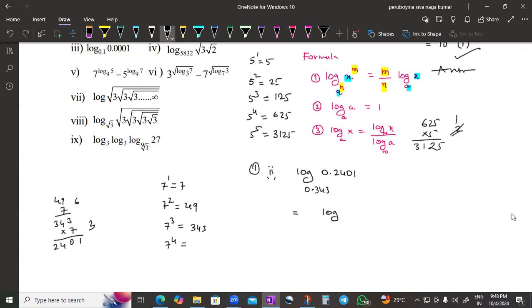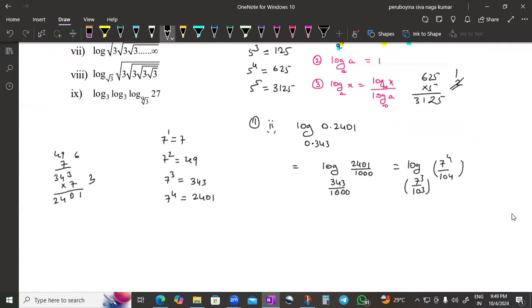So of course this 2401, you can write as 2401 by 1 followed by four zeros. And 343, which was the base, three zeros. So you can write this one as 7 power 4, 2401, 7 power 4 by 10 power 4 as input, and 343 as 7 power 3 divided by 10 power 3. So it can be written as 7 by 10 whole power 4 base 7 by 10 whole power 3.